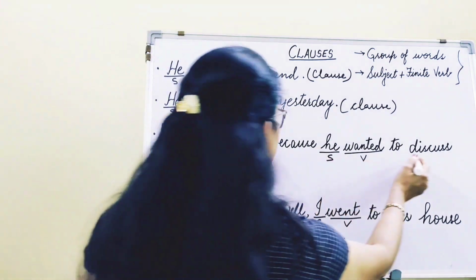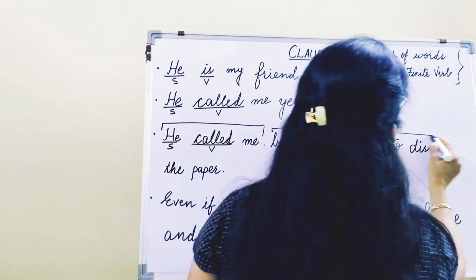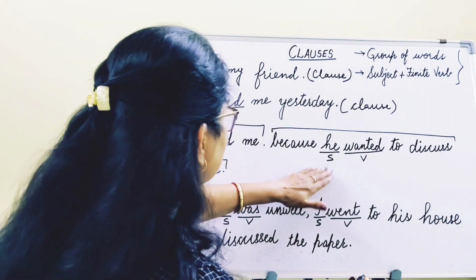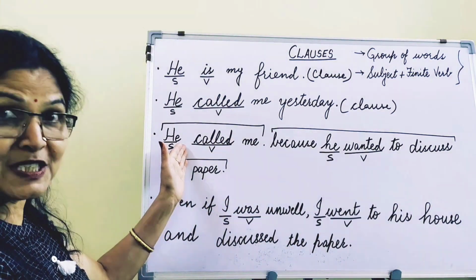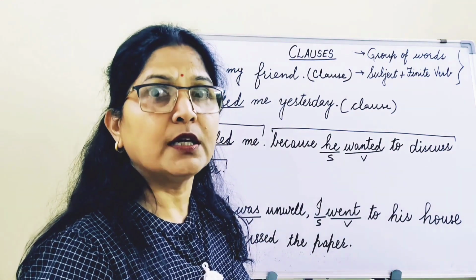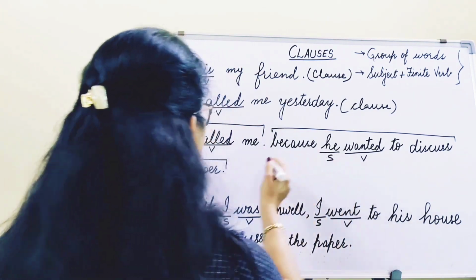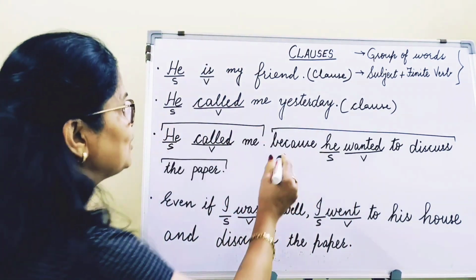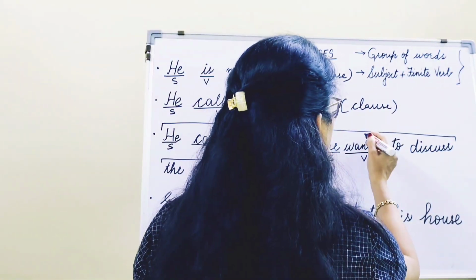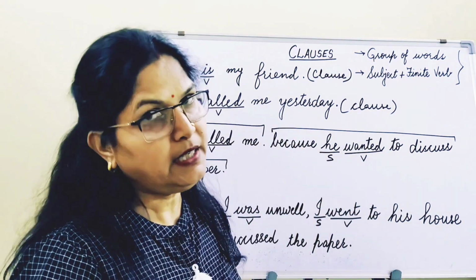But because he wanted to discuss the paper, if you see this part, it is depending upon the first part, isn't it? Because if I say because he wanted to discuss the paper, what? Nothing further, something is required. Because he wanted to discuss the paper, that's the reason he called me. Yes? So this is a dependent clause. Please remember, this part depends upon this.